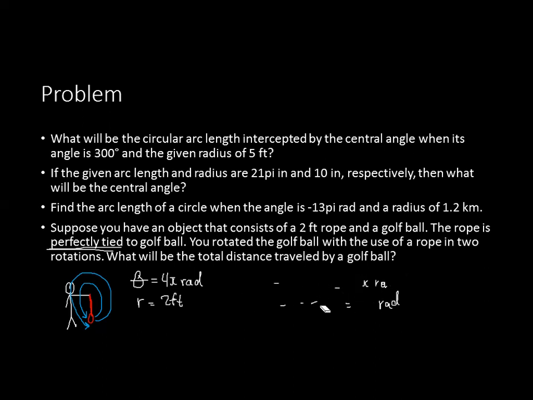With that, we can now substitute into the formula. The formula, once again, is S equals R times theta. Your R here is 2 feet, and your theta is 4 pi radians. Multiplying them together, we will have 8 pi feet. But let's get the approximate value for this one. 8 pi feet in two decimal places is just 25.13 feet.